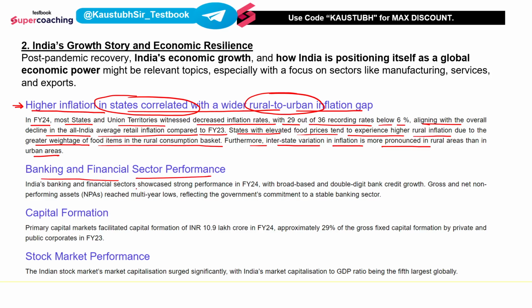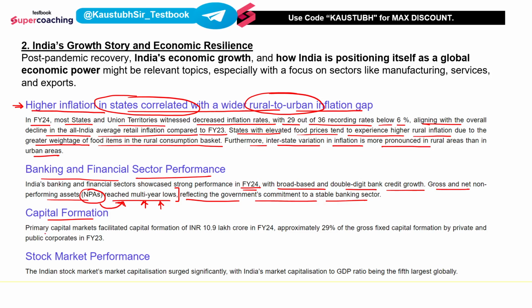Banking and finance sector performance can also be a part of your analysis. So India's banking and financial sector showcased a strong performance with broad based and double digit banking credit growth. Gross and net non performing assets reached multi years low, है ना. In the last lecture, if you saw our lecture on the descriptive writing last night, Madhav sir also discussed a question on NPAs and how NPAs basically उसका जो influence है या importance है वो कैसे reduce हो रहा है, something related to NPAs and their multi-years lows, reflecting the government's commitment to a stable banking sector.